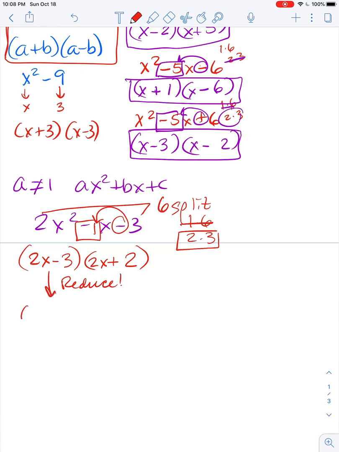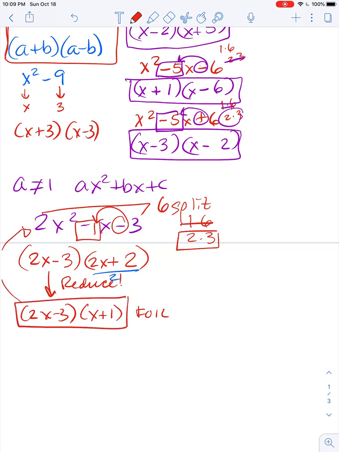Now this particular one, 2x minus 3, doesn't reduce, but here you can see that I could divide a 2 out of both of these, so that second factor would reduce down to be just an x plus 1. And if I wanted to go ahead and FOIL this, I could check that this does indeed come out to be what I started with.